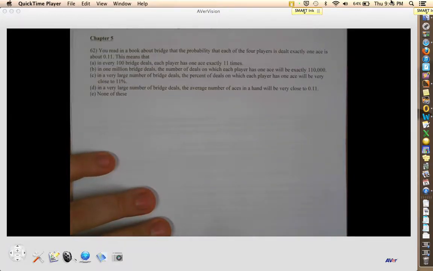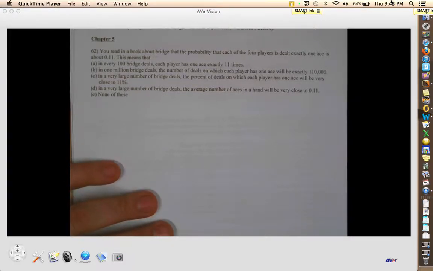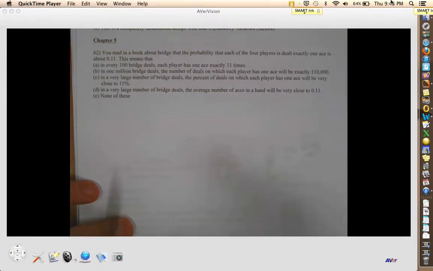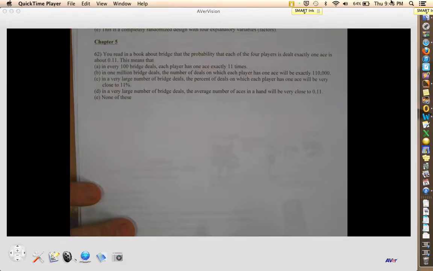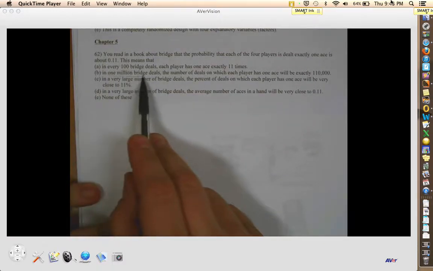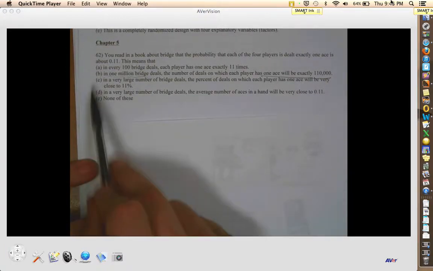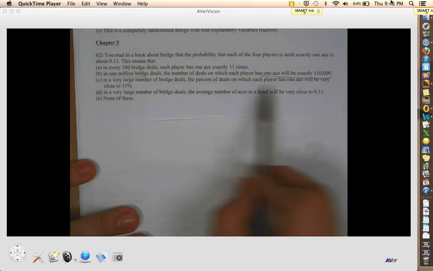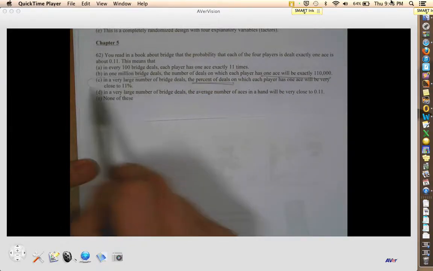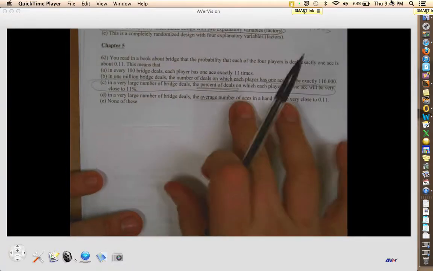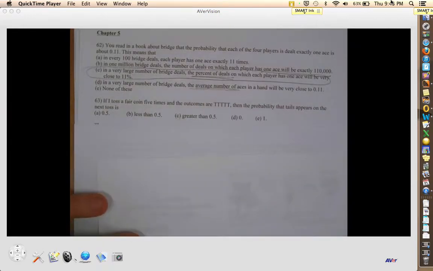62. You read in a book about bridge that the probability that each of the four players is dealt exactly one ace is about 0.11. What does that mean? The key to this is we're talking about not just 100, but many, many bridge deals. A million is a lot, but then they say exactly, that's no go. So C and D are the closest, and the big difference is we are talking about the percent of deals being close to 11% when we talk probability, not the average number of anything. So C is the correct interpretation there.